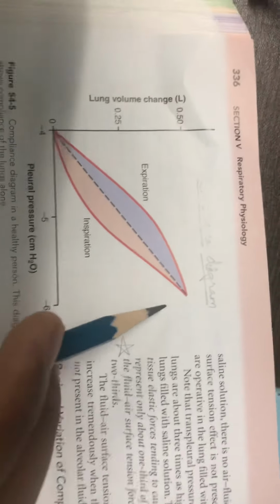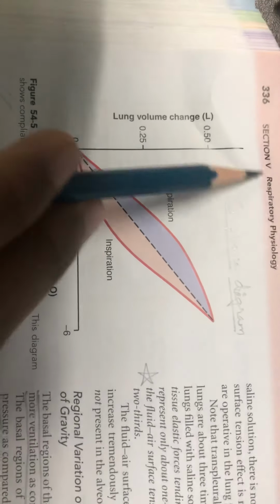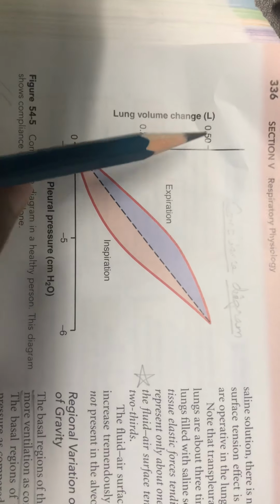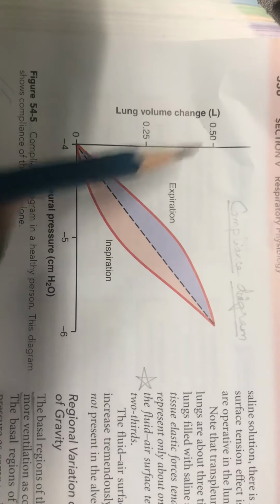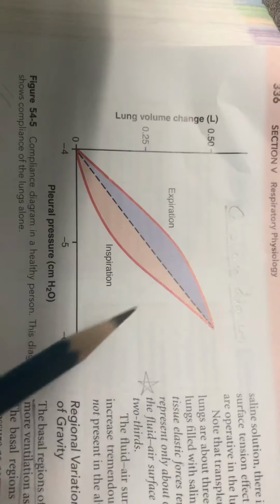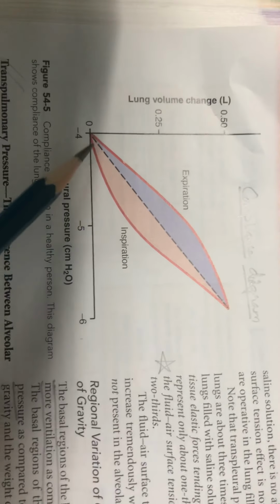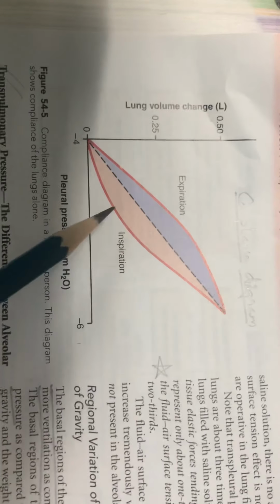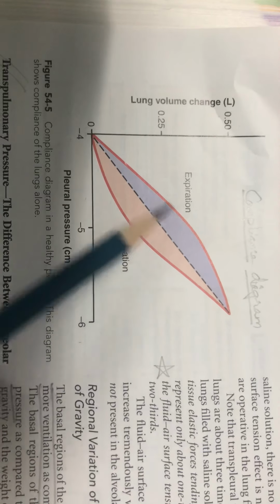Okay, so this is the compliance diagram of the lungs. As you can see here, the formula is delta V by delta P, with volume V on the y-axis and pleural pressure P on the x-axis. There are two curves in the compliance diagram: the inspiratory curve and the expiratory curve.